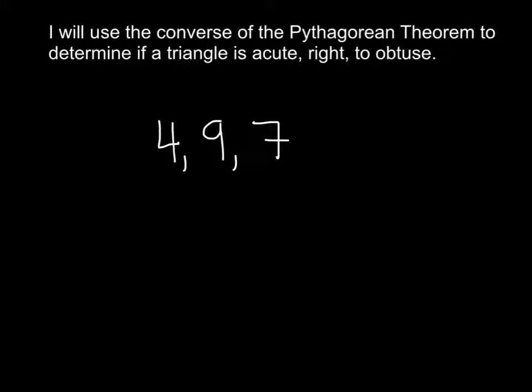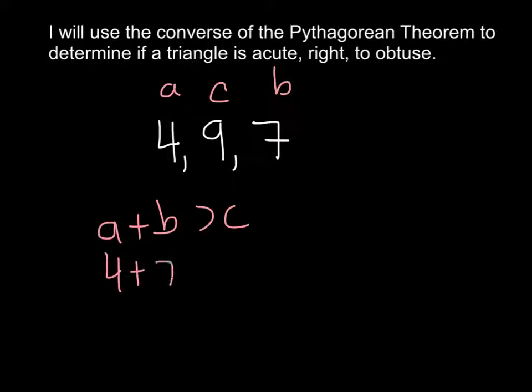Well, I like to attribute C to the longest side, and then the other two, it doesn't really matter which one's A and B. So if this statement is true, A plus B is greater than C, then we know it's a possible triangle. And in this case, of course, 4 plus 7 is greater than 9. And so we are confident then that this is a possible triangle.